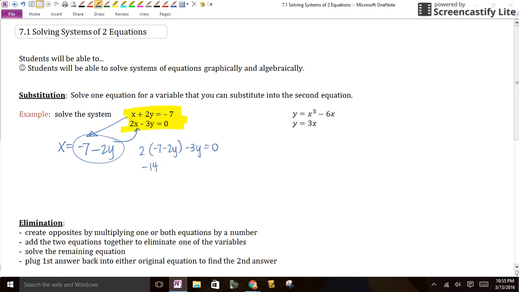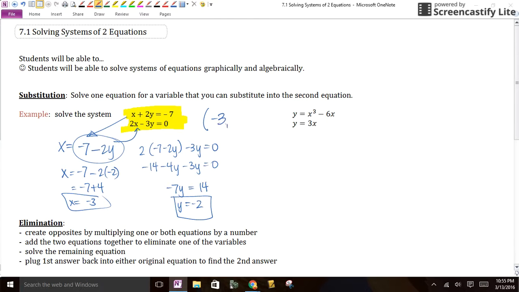So -14 minus 4y minus 3y equals 0. And some quick math would make this -7y equals 14. So y must be -2. Now you're not done because that's only y. You need to go back and tell me what x is. So -7 minus 2 times -2, or -7 plus 4, which is -3, and there's the x. And now you've got to give me both x and y. So usually the easiest way to do that, write it as a point. It is the point (-3, -2).